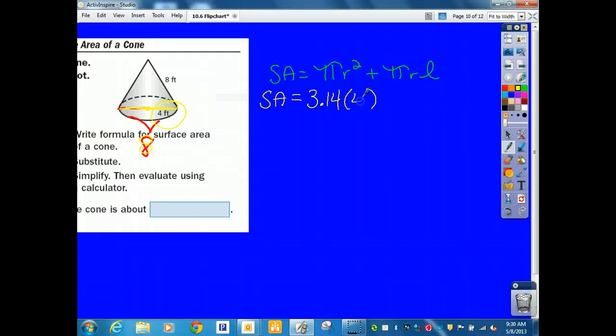So some people like to put 4 squared like that. Some people like to go 3.14 times 4 times 4, so they don't forget to square it. And it's easier to put it on the calculator. All right, plus, so let's figure out that base first. So now, what is the area of this base? What is 3.14 times 4 times 4?